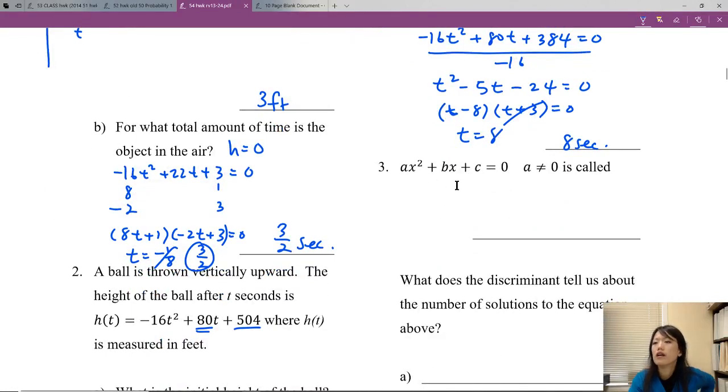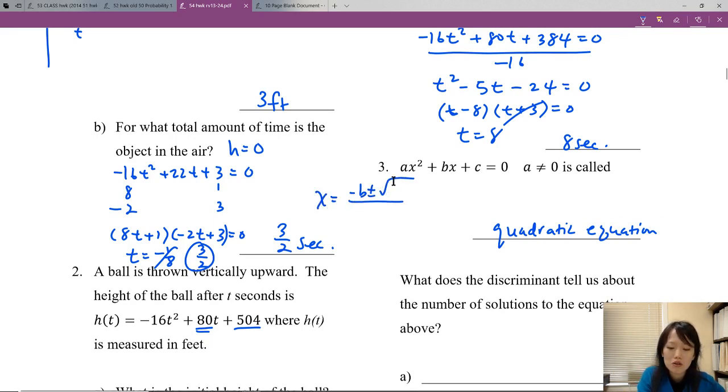What's this called, where a is not 0, in this format with the equals 0? It's a quadratic equation. What's the quadratic formula? The one with the square root. The quadratic formula is talking about this one specifically: negative b plus or minus the root of b squared minus 4ac, over 2a. This one is the quadratic formula. It looks so much longer in the book.